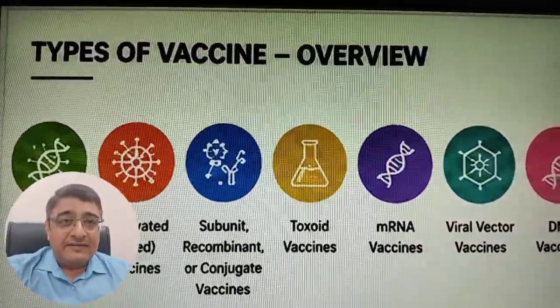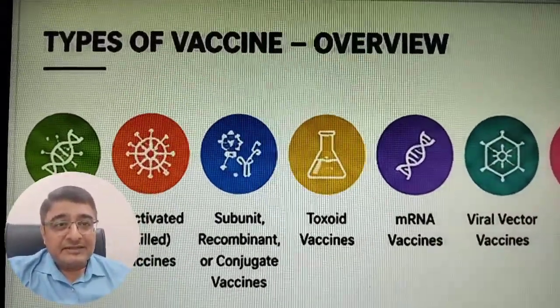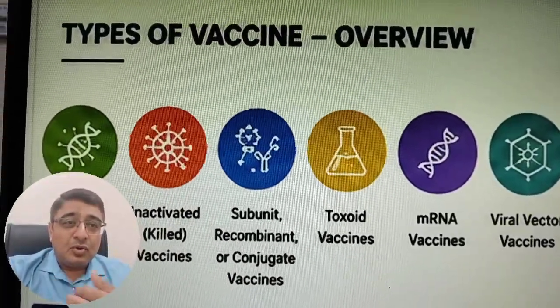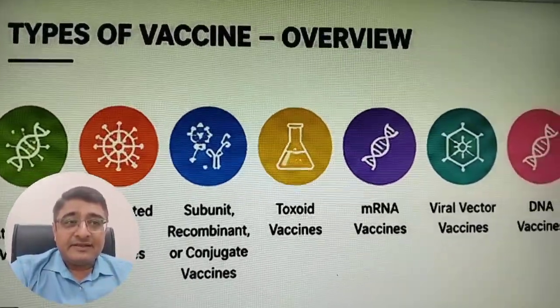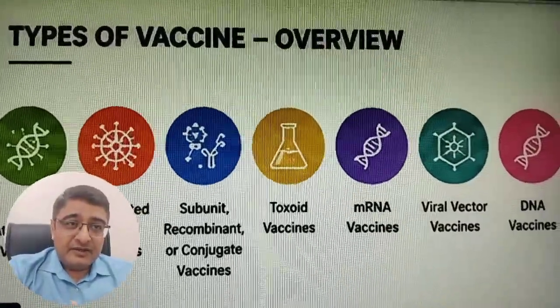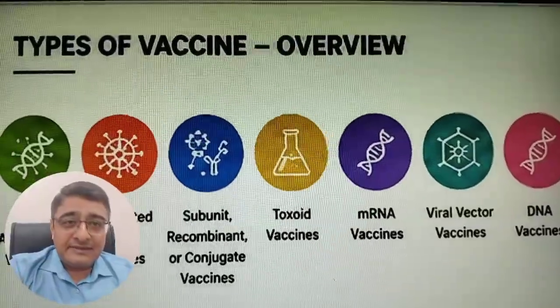Now, if we see the types, then live attenuated vaccine, inactivated or killed vaccine, subunit, recombinant or conjugate vaccine, toxoid, then genetic vaccine like mRNA and DNA, and the new generation viral vector vaccines. These are the types of the vaccines.